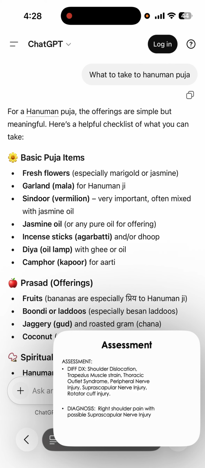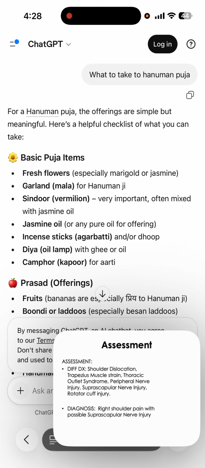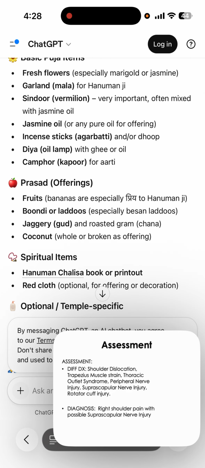So with your assessment, you think about your hypothesis and your list of differentials, and what we have here is shoulder dislocation, trapezius muscle strain, thoracic outlet syndrome, peripheral nerve injury, suprascapular nerve injury, and rotator cuff injury. And the diagnosis is right shoulder pain with possible suprascapular nerve injury.